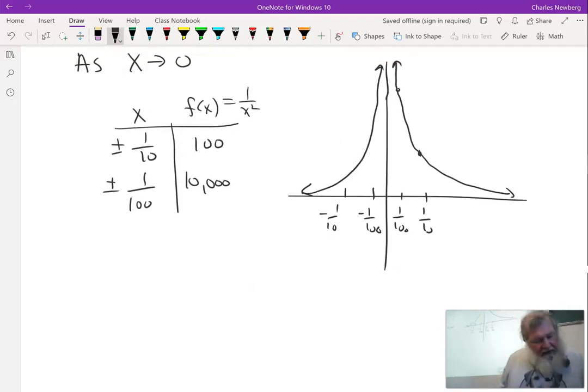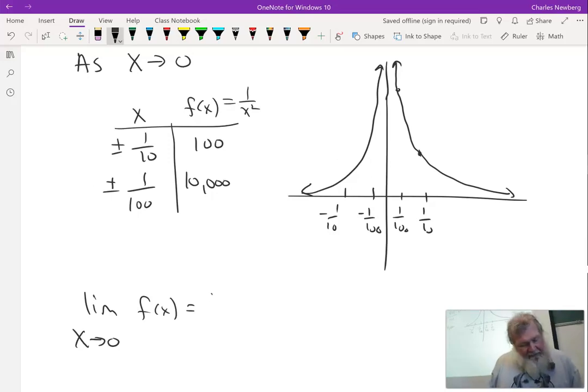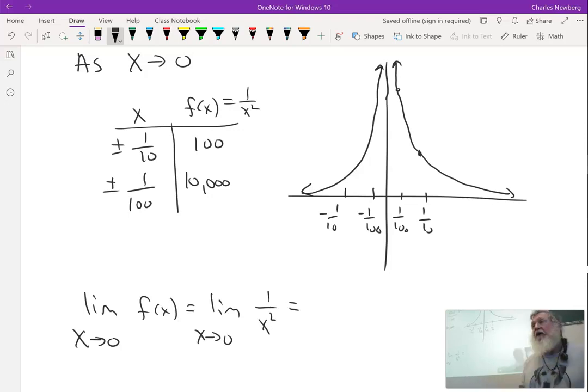So what would we say then? The limit as x approaches 0 of this function, f of x, the limit as x approaches 0, 1 over x squared. Well, it's not a finite value. We could say does not exist, but we could even be a little bit more specific, and we could really say what's happening to those function values. We could say they're really headed to what? Positive infinity. They're getting bigger and bigger.